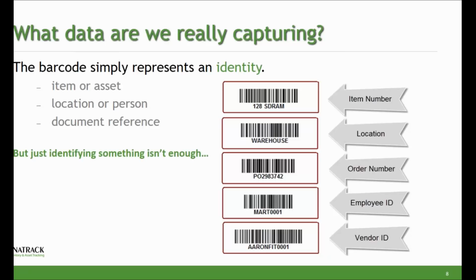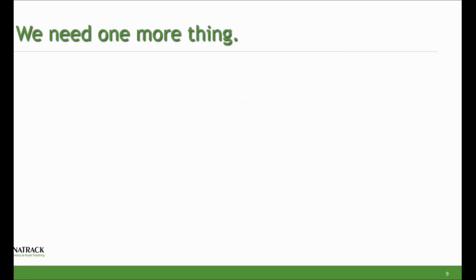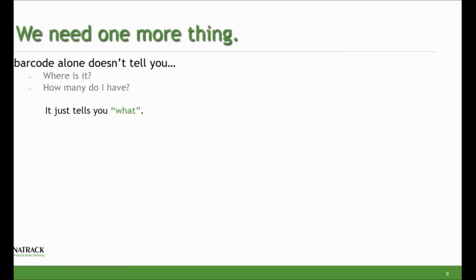But identifying something just isn't enough. We need one more thing. So a barcode alone doesn't tell you where is it. It doesn't tell you how many do I have. It just tells you what. What is it? What is that asset, that inventory, that bin, that location, that person?